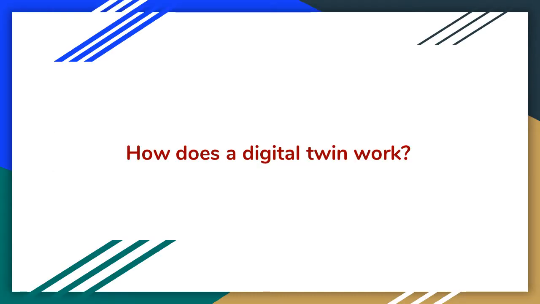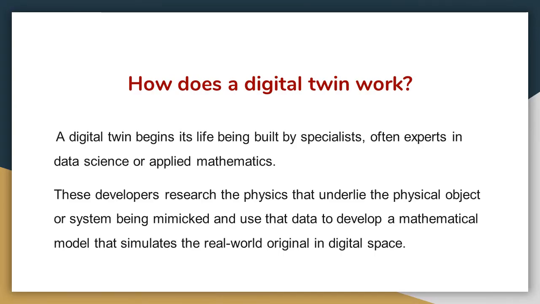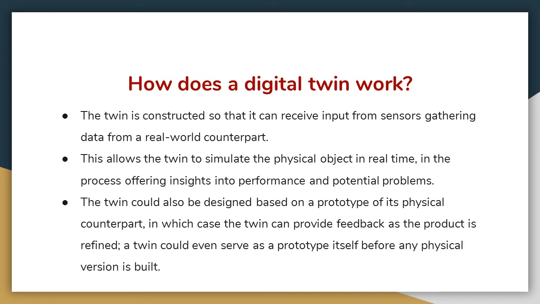Now let us look into the process of how a digital twin is made to work. A digital twin begins its life being built by specialists, often experts in data science or applied mathematics. These developers research the physics that underlie the physical object or a system being mimicked and use that data to develop a mathematical model that simulates the real world original in the digital space. The twin is constructed so that it can receive input from sensors gathering data from a real-world counterpart. This allows twin to simulate the physical object in real time, in the process offering insights into performance and potential problems.